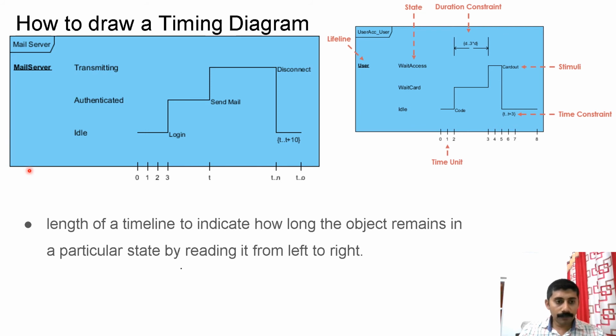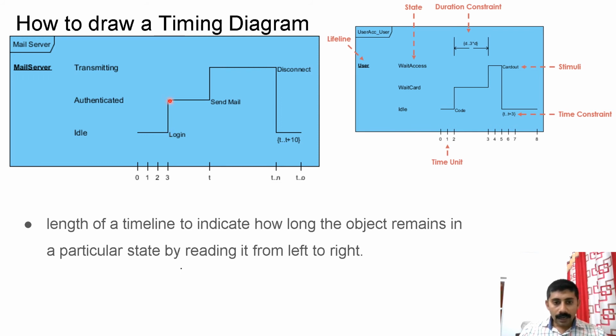This is the example of a mail server. So our lifeline's name is mail server, and it has three states: transmitting, authenticated, idle. And here time durations are mentioned. So from time 0 to after 3 seconds you are performing the login operation. Once the login is completed, your state changes to authenticated.